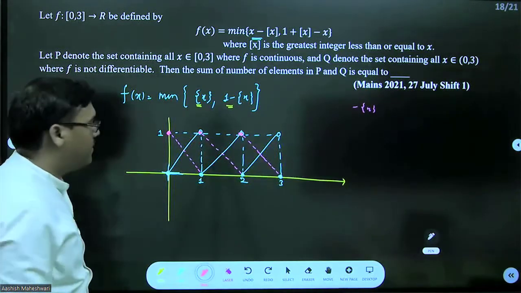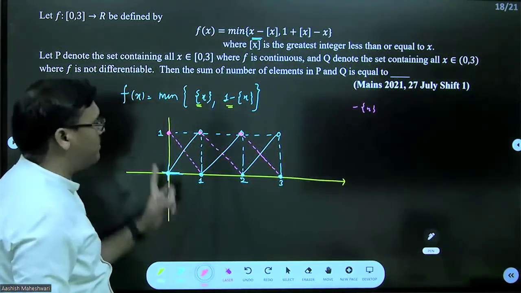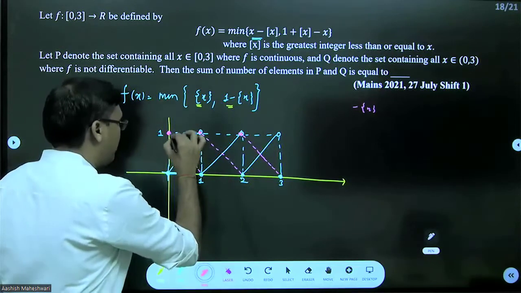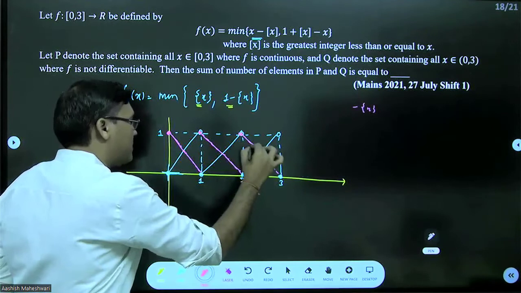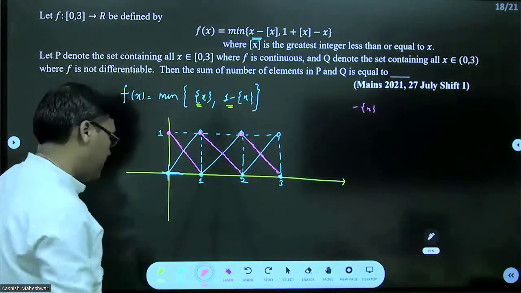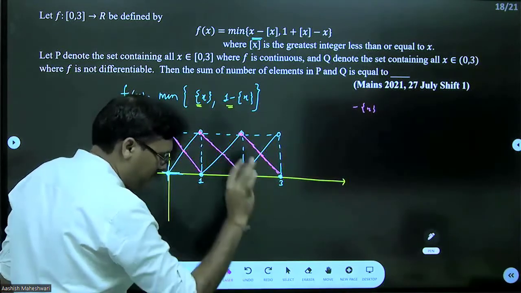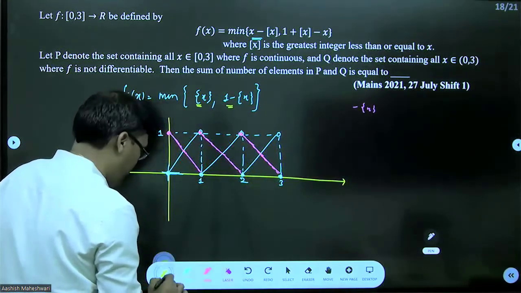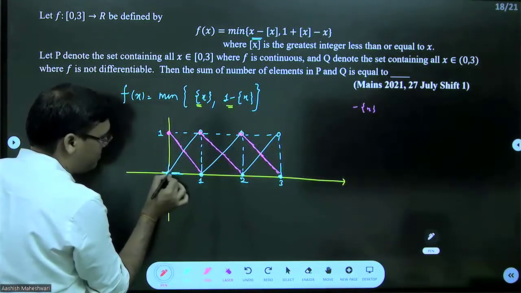Now if you just observe here, what is the minimum of these two? So this is the graph of 1 minus fractional x. Now see, if you draw the minimum of these two, minimum means the graph which is below. So let me plot this. This is the graph which is below.